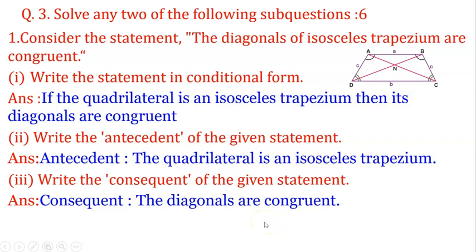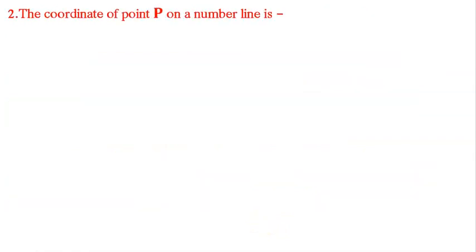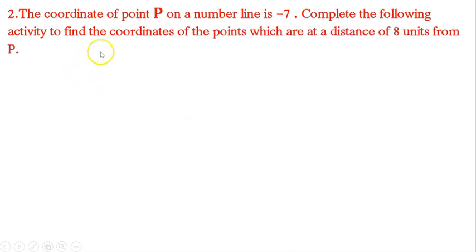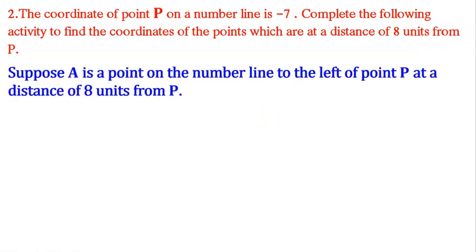Okay. Now, next question. Question number 2. The coordinate of point P on a number line is -7. Complete the following activity to find the coordinates of the points which are at a distance of 8 units from P. Now, as the point P is on number line, therefore there are 2 points which are at a distance of 8 units from the point P. It means to the left hand side and right hand side. Suppose A is a point on number line to the left of point P at a distance of 8 units from P.